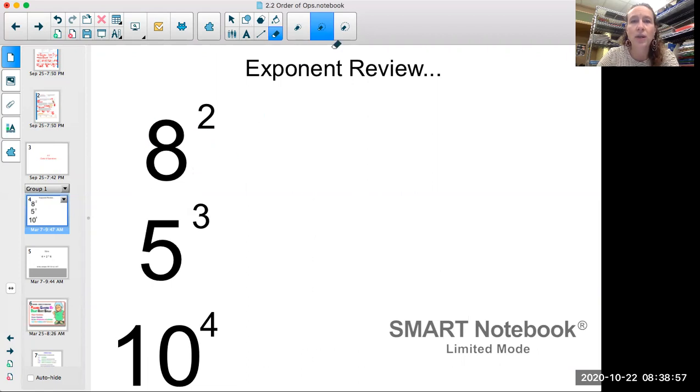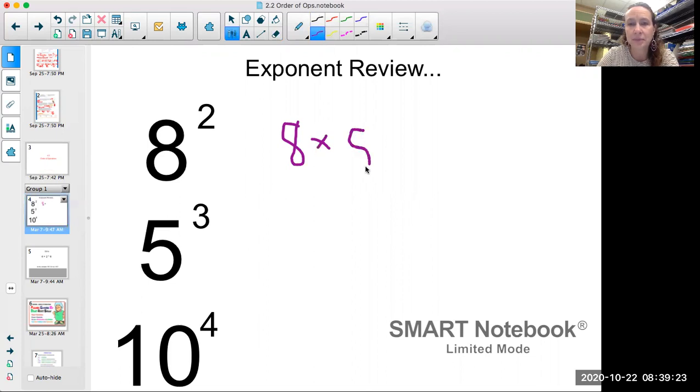So I'm going to show you. I gotta get my tools. My thing is in the way. Okay, here we go. So I'm going to get this one first. And 8 with an exponent of 2 means that we are going to take 8 times 8. Now, 8 times 8 is a tricky multiplication fact for sure. The 8s are not easy. It is okay for you to use a calculator. It is okay for you to use your multiplication chart when we are doing the order of operations. 8 times 8 equals 64.